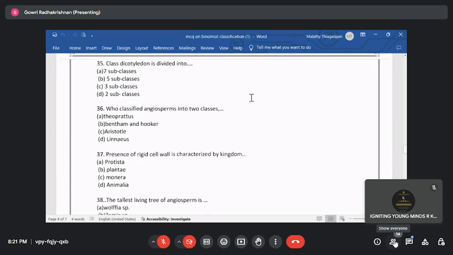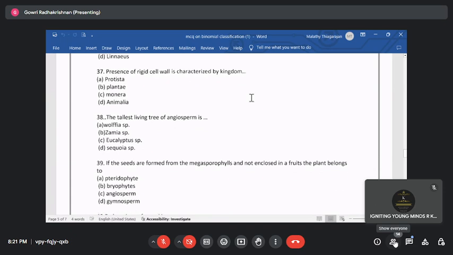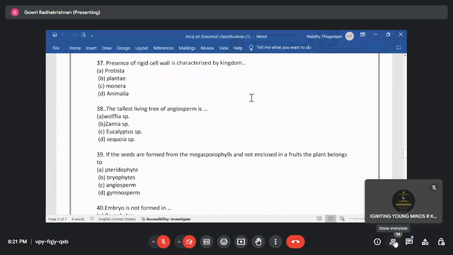Now, question number 36. Who classified angiosperms into 2 classes? Bentham. It's not Linnaeus, it's not Aristotle. Then it has to be Bentham and Hooker. Okay? All right.